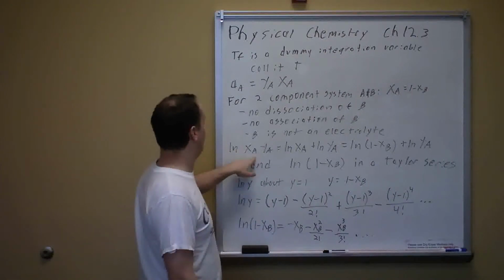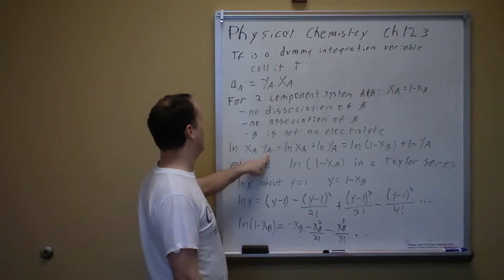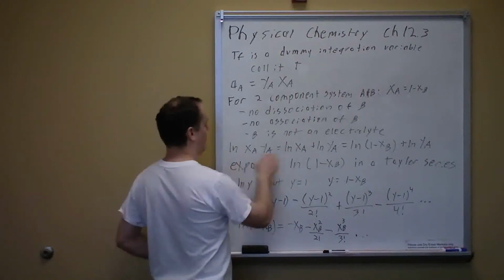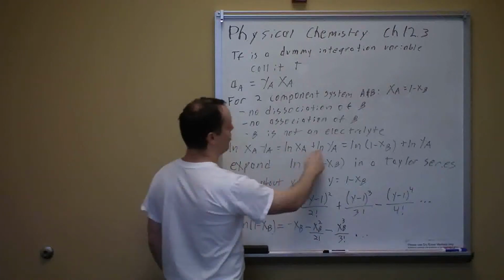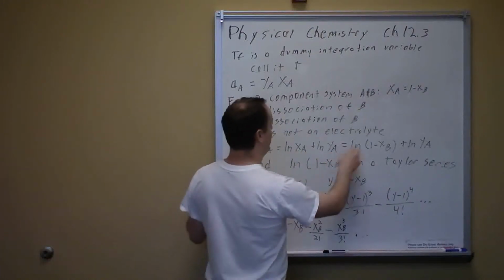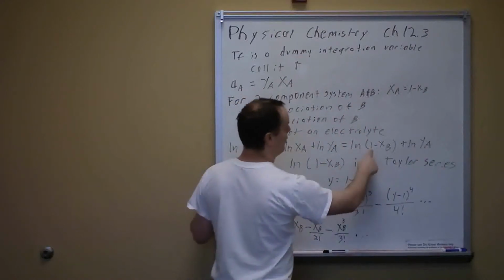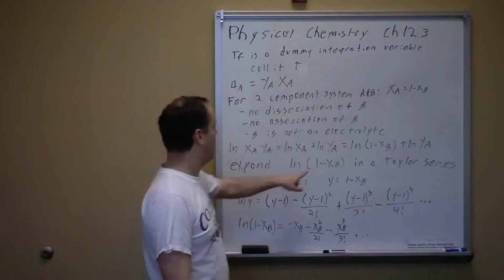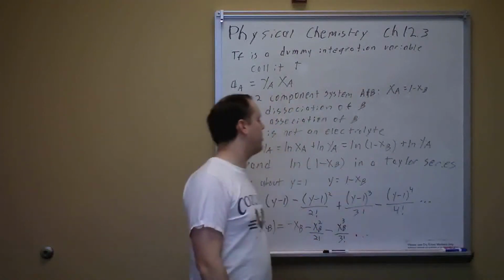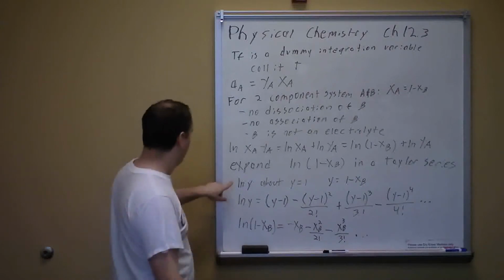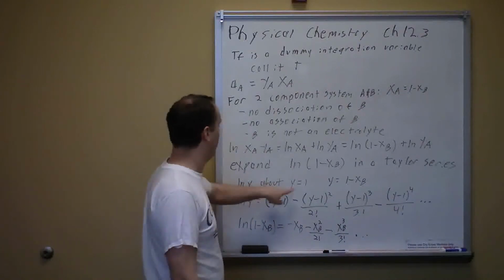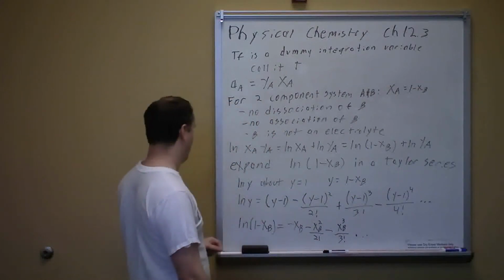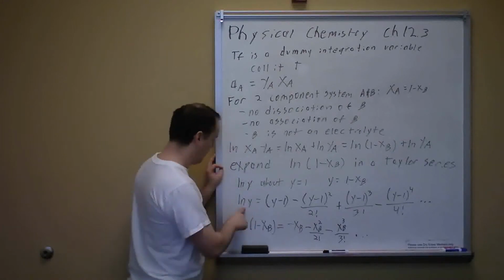So the natural log of the mole fraction of A times the activity coefficient of A is equal, we're going to split that up. So we've got the natural log of the mole fraction of A plus the natural log of gamma of A. And then we're going to substitute this in, so we get the natural log of 1 minus the mole fraction of B plus the natural log of gamma of A. Now we're going to expand this one right here using Taylor's series from Math 253. So natural log of y, about y equals 1, and we're going to just say y equals 1 minus chi of B, the mole fraction.